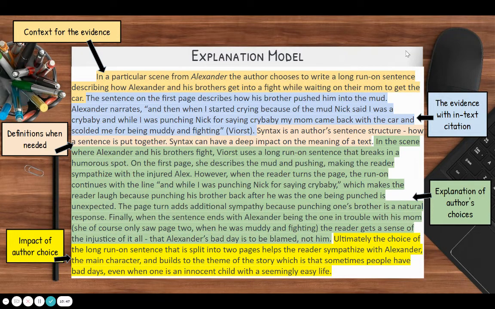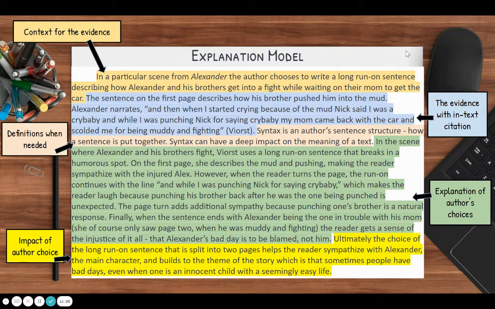Syntax can have a deep impact on the meaning of a text. In the scene where Alexander and his brothers fight, Viorst uses a long run-on sentence that breaks in a humorous spot. On the first page, she describes the mud and pushing, making the reader sympathize with the injured Alex. However, when the reader turns the page, the run-on continues with the line, "and while I was punching Nick for saying crybaby," which makes the reader laugh because punching his brother back after he was the one punched is unexpected. The page turn adds additional sympathy because punching one's brother is a natural response.